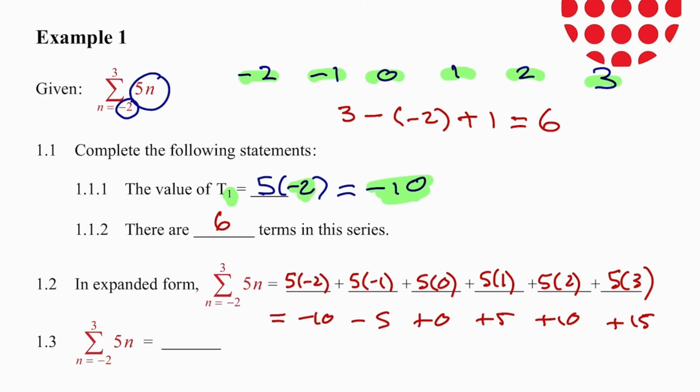When you're adding something like this, use common sense and don't rush in, and look to see if there's anything particularly helpful about the setup. You should notice that minus 10 and 10 add up to nothing. Minus 5 and 5 also add up to 0. That leaves us with a lonely 15, and the answer to this is 15, and no calculator is needed.